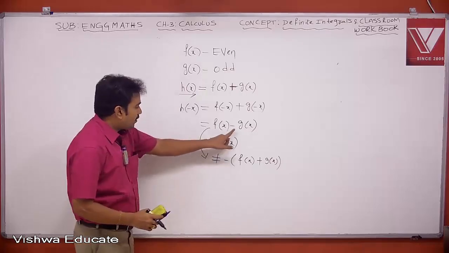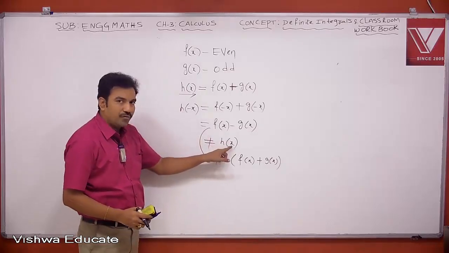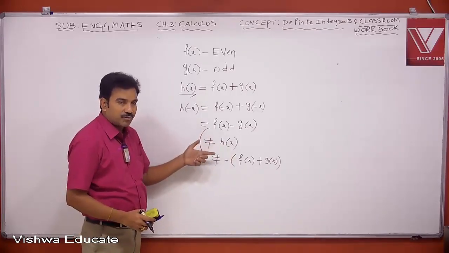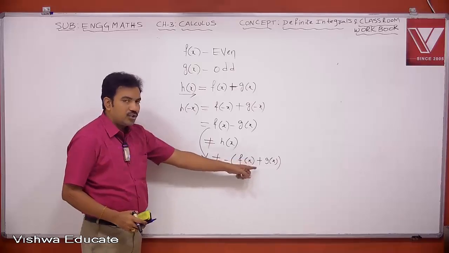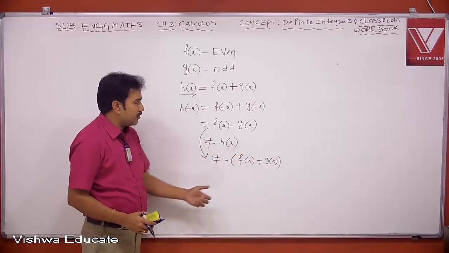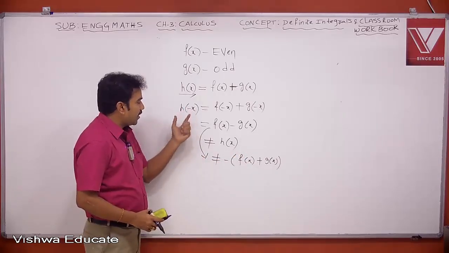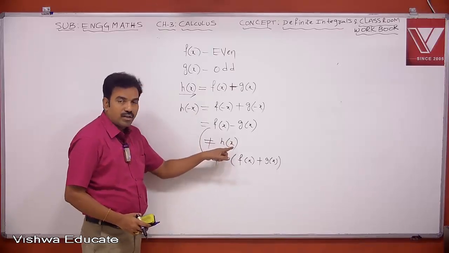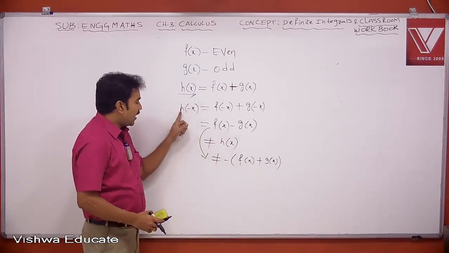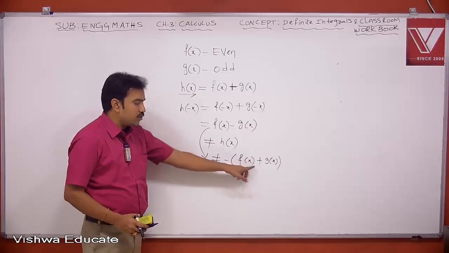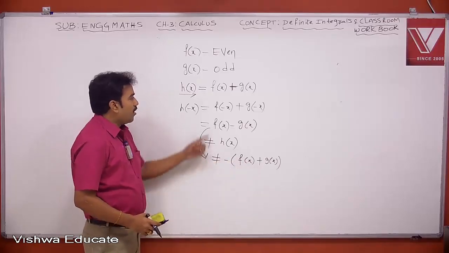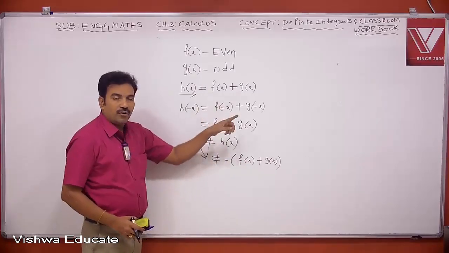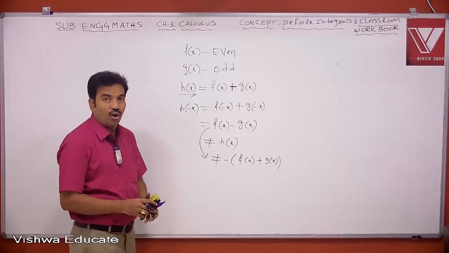Therefore, whenever the result h of minus x is h of x, we call it an even function. If it is minus of h of x, we call it an odd function. But unfortunately, in this case, it is behaving very differently. h of minus x is not equal to h of x, and h of minus x is not equal to minus of h of x. Therefore, when you add an even function with an odd function, the result is neither even nor odd.